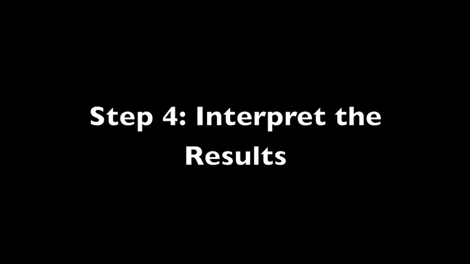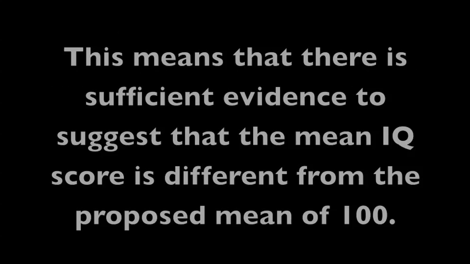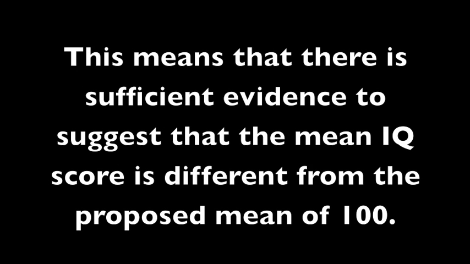Step 4. Interpret the results. Since 0.0058 is less than 0.05 or 0.01, we can reject the null hypothesis in favor of the alternate hypothesis. This means that there is sufficient evidence to suggest that the mean IQ score is different from the proposed mean of 100.